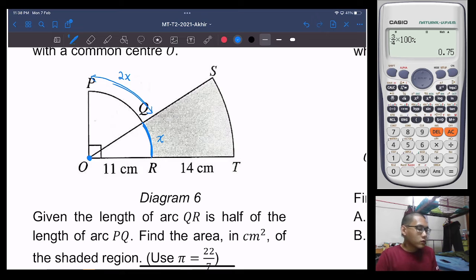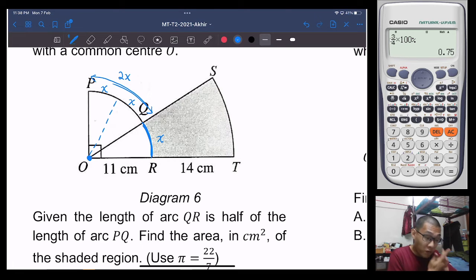So it's x. So we have two parts of PQ and one part of QR. So the arc is like this. Maybe you can try to divide them equally from PQ. So how much do we have? We have x and x, right? Okay, try to divide equally also can.